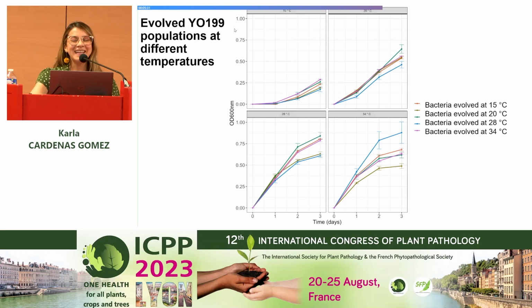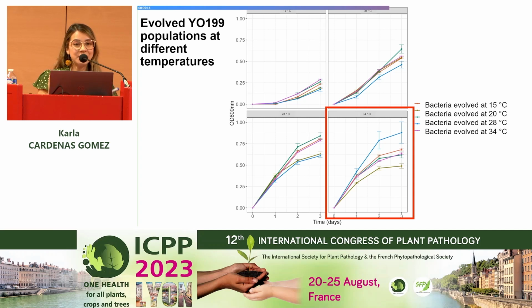Each graph here shows a treatment: 15 degrees, 20 degrees, 28, and 34. Each line corresponds to the evolved populations, the populations that were evolved at 15, 20, 28, and so on. The most interesting result was the treatment at 34, because as you can see, the blue line is the communities that were evolved at 28 degrees, and they're growing better at 34 degrees.